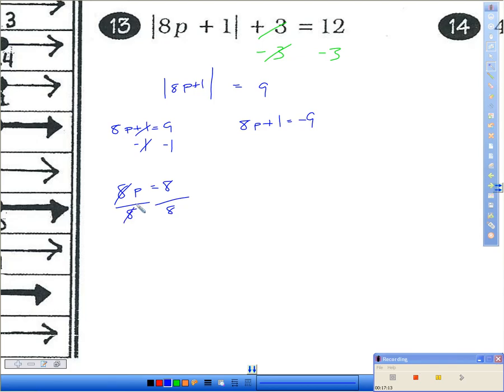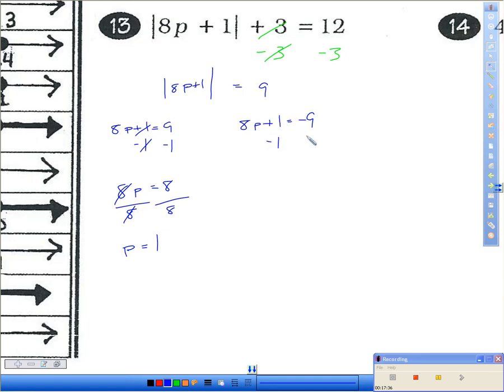8 divided by 8 gives us 1, so we get p equals 1. If we put that back in, 8 times 1 is 8. 8 plus 1 is 9. The absolute value of 9 is 9. 9 plus 3 does give us 12. So then let's solve this equation.